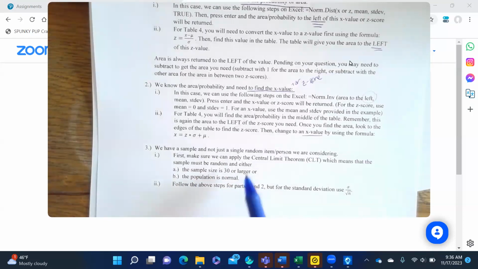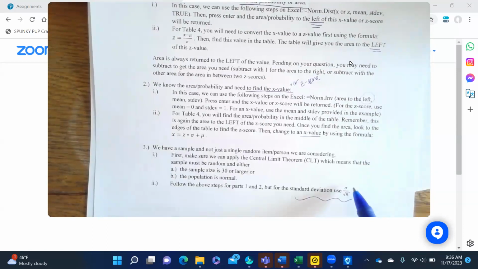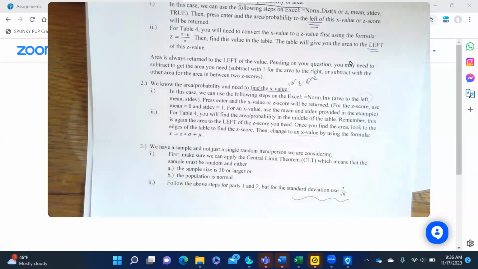And once you have that, everything else that you've already done is sort of the same, but the difference is the standard deviation you're going to use is the original standard deviation of the population, but divided by the square root of n. So again, subtle changes here where you're not just selecting a single person or item, but we're doing multiple. So again, more than one person, maybe 100 people or 20 people or something like that.